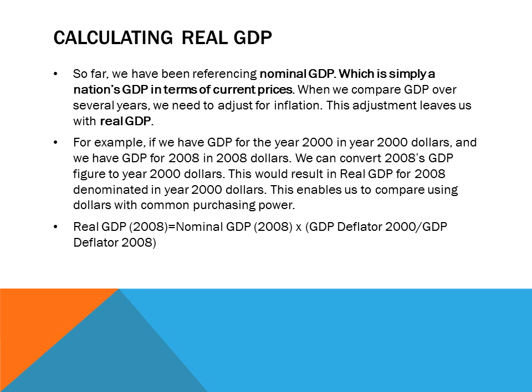This enables us to compare these two figures using dollars with common purchasing power, accounting for changes in price levels. So we take real GDP for 2008, and we can calculate this by taking the nominal GDP in 2008 and multiplying it by the ratio of the GDP deflator in year 2000 divided by the GDP deflator for 2008.